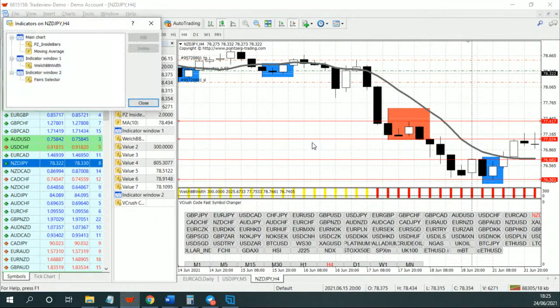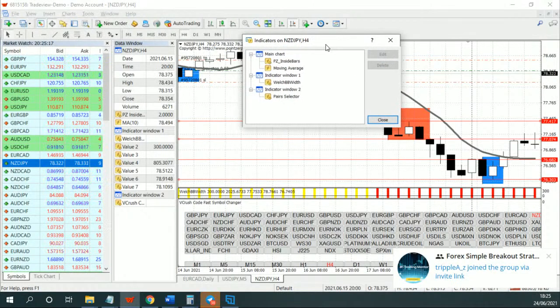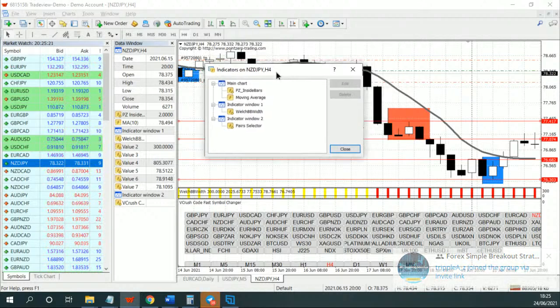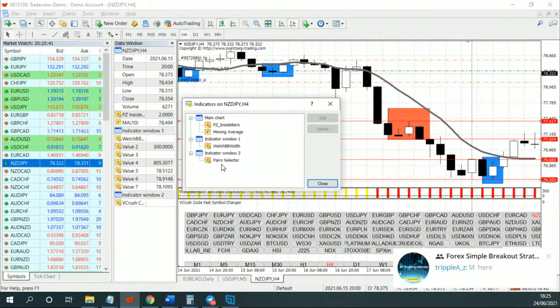Let me show you the remaining indicators. You've got the PZ inside bar. What does that do? That's just the colored boxes here. The colored boxes are just to identify the inside bar, in case you find it hard to find it yourself. This is the BB width, this color, which we said has to be red for you to take a trade. And the last one is the moving average, which I've shown you.